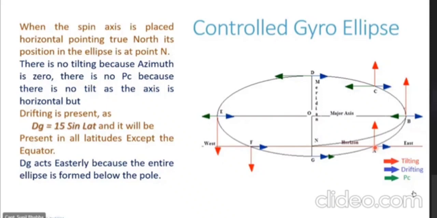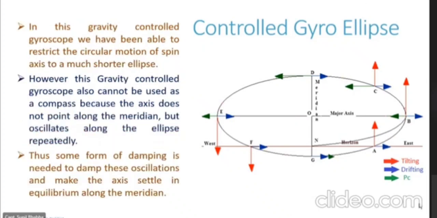So this explains the easterly motion below the horizon, and we have now seen why the spin axis moves in this elliptical path. Now once it reaches back at A, it keeps on oscillating under the effect of these three forces in this elliptical motion, completing one oscillation in about 84 minutes. We have understood the elliptical motion now.